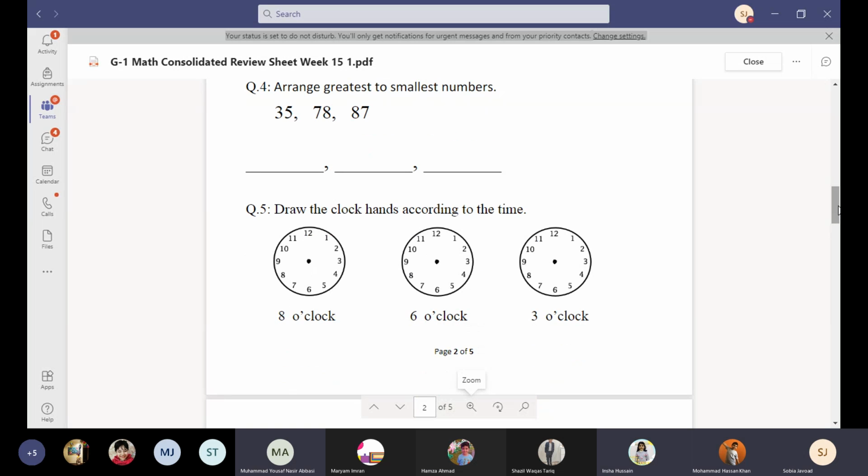Okay. Now, right now, what you are going to do, you have to arrange these numbers from the greatest to smallest on the copy and make the clock and show this time. 8 o'clock, 6 o'clock, 3 o'clock. This one, greatest to smallest, 87, 78, 35. Okay. Now, let's start the work on the copy. Arrange this from greatest to smallest and then draw the clock hands to show this time. Open your copy or a paper.